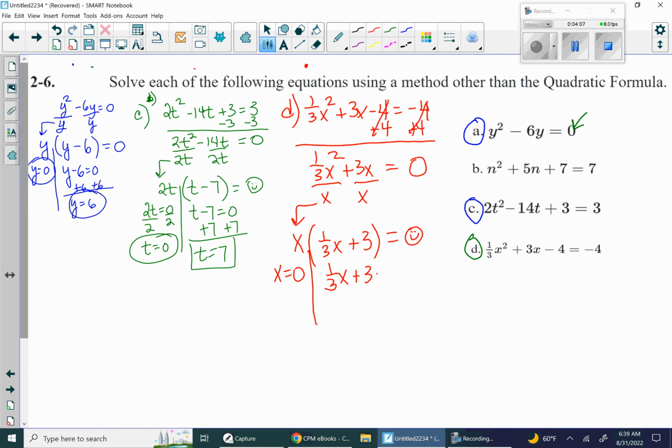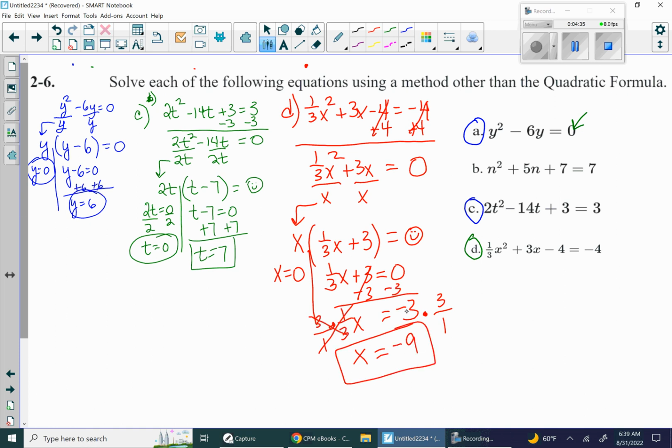If 1/3 x plus 3 equals 0, if I subtract 3 from both sides, this is why I got to have those little equation skills. 1/3 x, those cancel, equals -3. Now I'm going to use the multiplicative inverse property. I'm going to multiply by 3 over 1 on both sides, times 3 over 1. And those cancel diagonally, and I'm just left with the x. And -3 times 3 is -9. There we go. All right, so this is problem 2-6. I know this was a little bit of a long one, but I think it's very helpful.